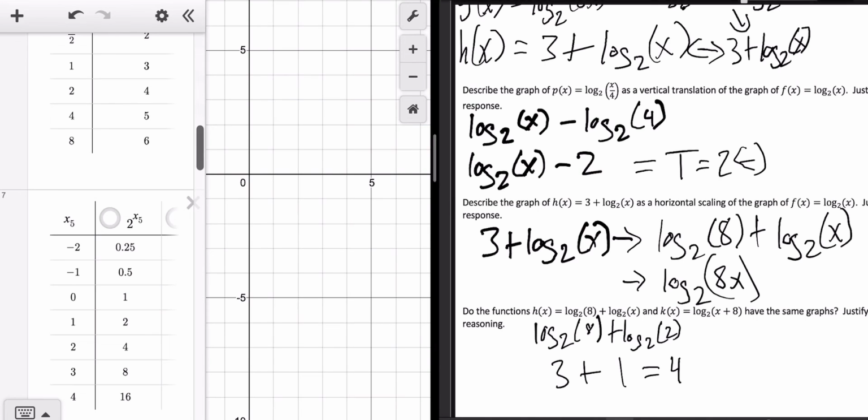Okay. Well, if we do log 2 of 2 plus 8 here, so what? To what power of 2 do you get 10? Well, that is not 4. Those are not equal. That will not equal that. 2 to the 4th power is not equal to 10. So therefore, you can tell that that is not going to be the same graph. Okay.